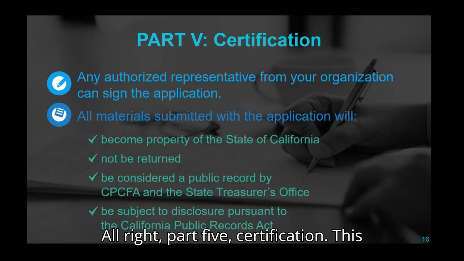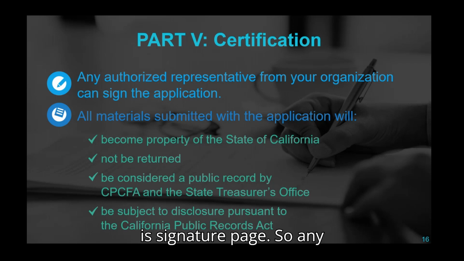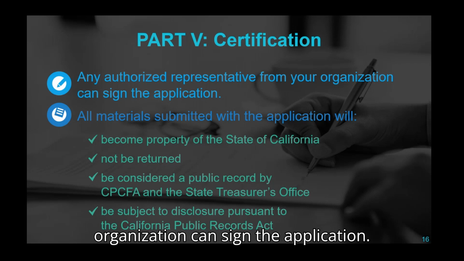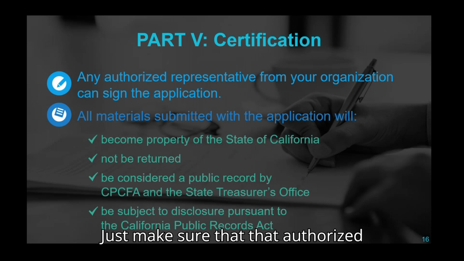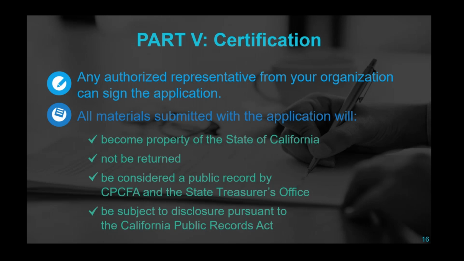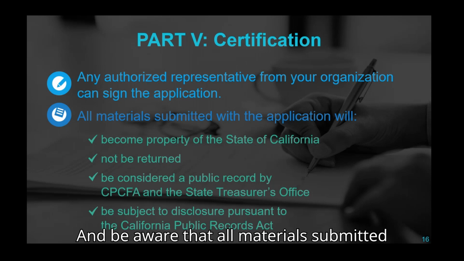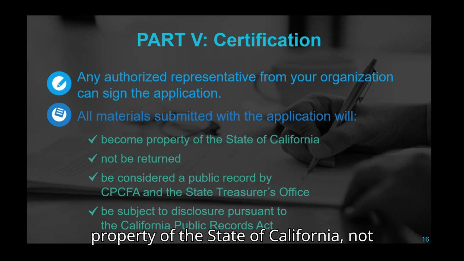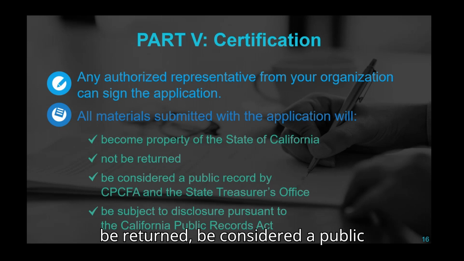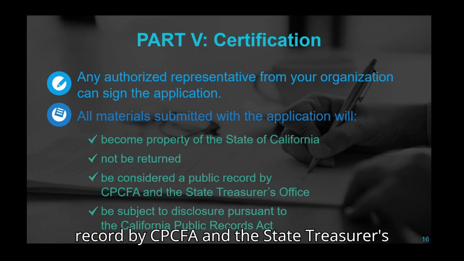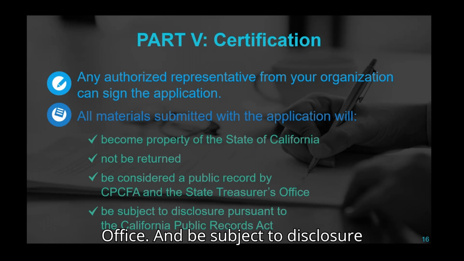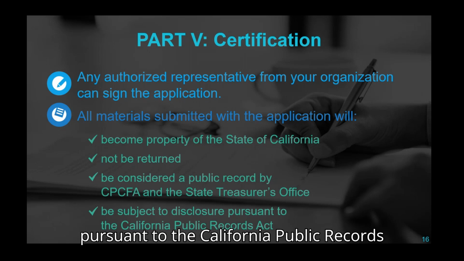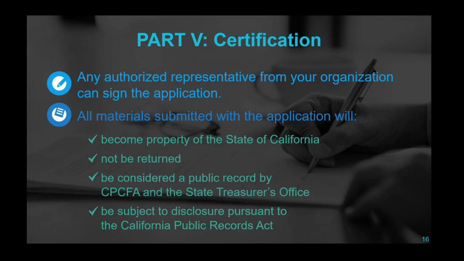All right, part 5, certification. This is the signature page. So any authorized representative from your organization can sign the application. Just make sure that that authorized representative is one of the people listed in the section back in part 1. And be aware that all materials submitted with the application will become property of the state of California, not be returned, be considered a public record by CPCFA and the state treasurer's office, and be subject to disclosure pursuant to the California Public Records Act. So please be aware of that.